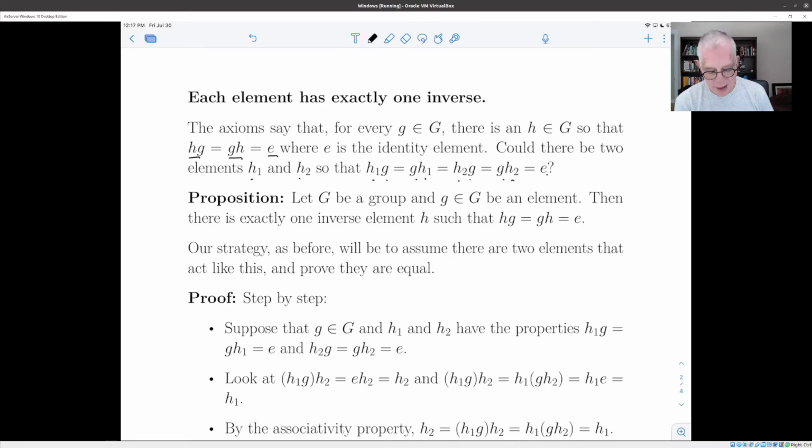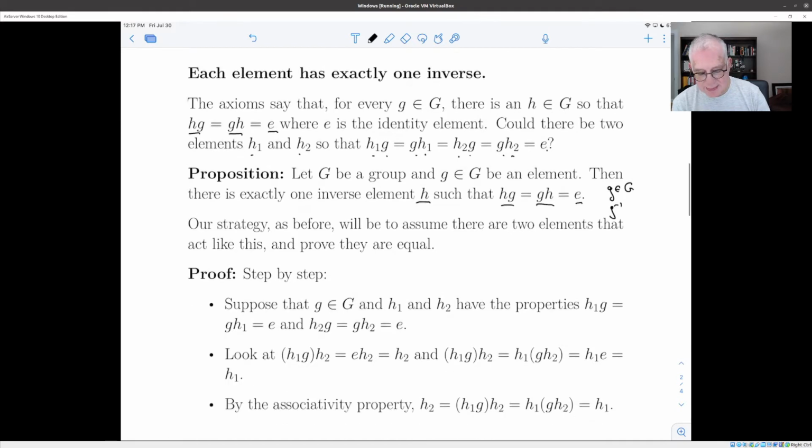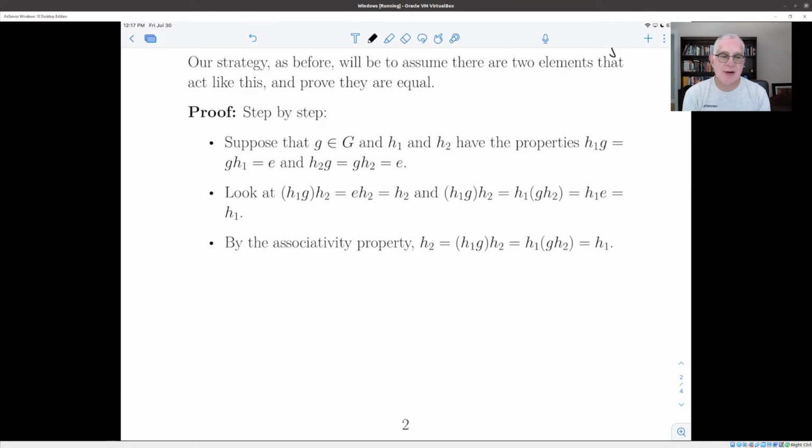However, we're going to prove the proposition that there's exactly one h so that h g equals g h equals e. In other words, if we have an element g in G and we write g inverse, meaning the multiplicative inverse, that's a well-defined element. There's only one multiplicative inverse. And the proof is very similar to the earlier one, namely we suppose there are two, and we use the properties to show that in fact they're equal. So suppose we had a g in G, and suppose it has two multiplicative inverses, H1 and H2. Well, that means that H1 g is g H1 is the identity element, and H2 g is g H2 is the identity element.